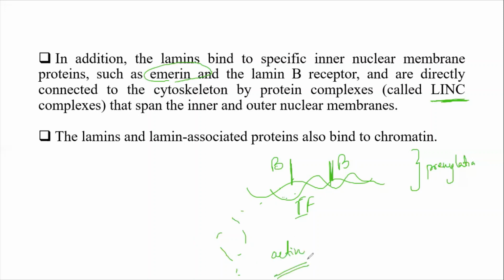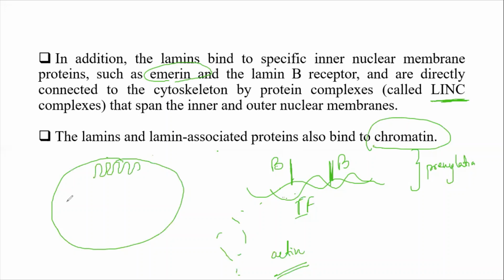Lamins and the lamin associated proteins also bind to the chromatin. Later we'll discuss why and how it is binding to the chromatin, because in a nucleus each chromatin has got its territory. When they are forming chromosomes, these interactions break between the lamin and the chromatin, and then they form the chromosomes. And every time there is a specific location of each chromosome.